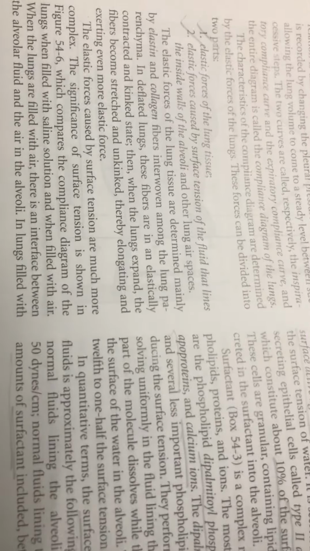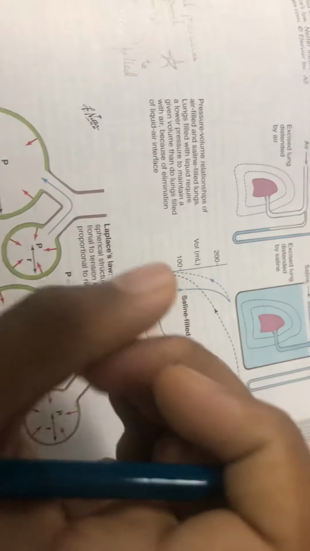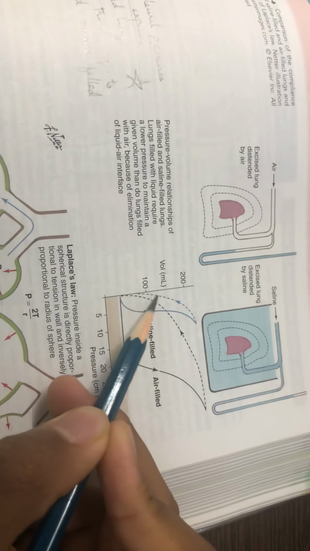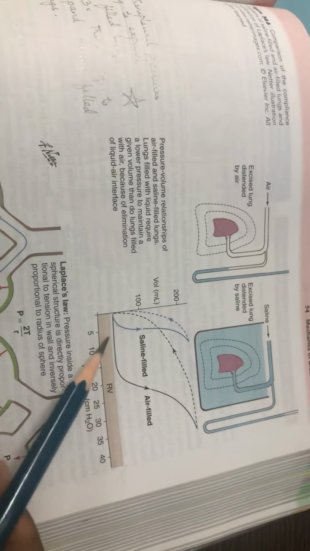When we talk about surface tension forces, surface tension tries to collapse your lung. It decreases the expandability, hence it decreases the compliance of the lung. So when you take a lung and fill it with saline, you don't have surface tension, so you don't have something that collapses the lung and it is easily expandable. That is why your compliance increases, whereas in an air filled lung, the compliance is less than that of a saline filled lung.